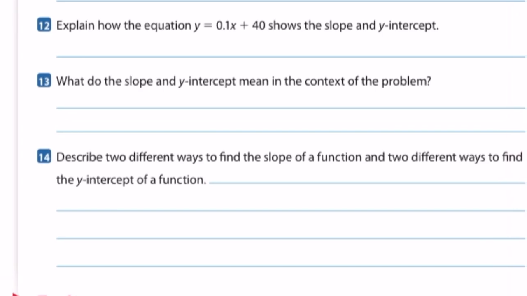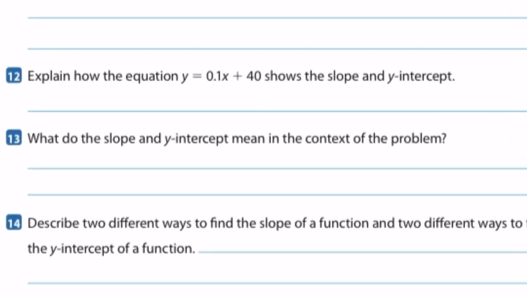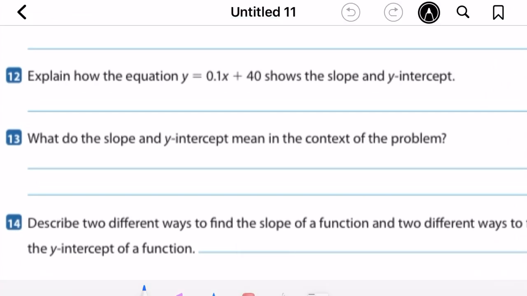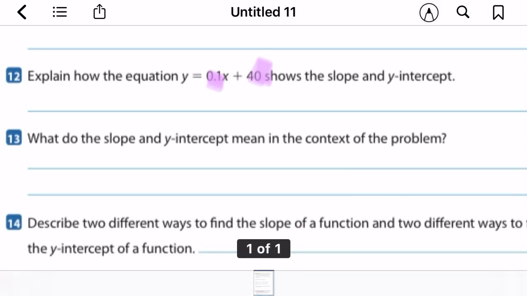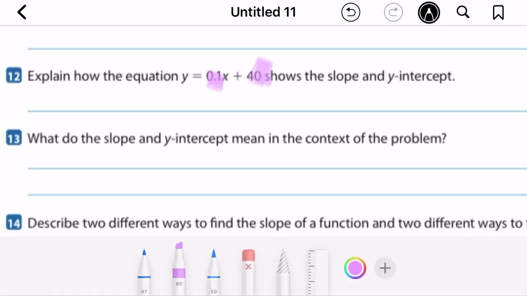And then it says explain how the equation y equals 1/10 x plus 40 shows the slope and the y-intercept. What I want you to notice is that the slope is the number that's out in front of x, and the y-intercept is the number on the end that's all by itself. It's the m and the b when it's in y equals mx plus b form. The m is the number that's multiplied by x, this 1/10, and the b is that part right there. So m represents slope, and b represents the y-intercept.